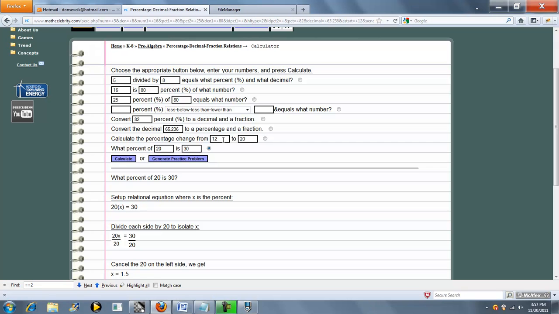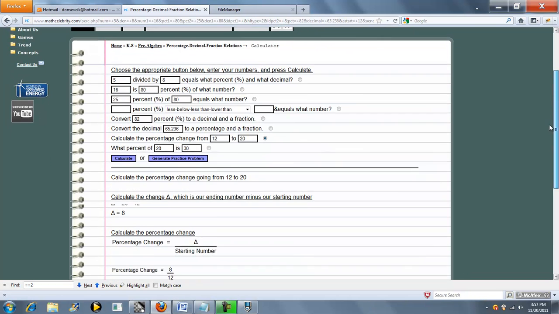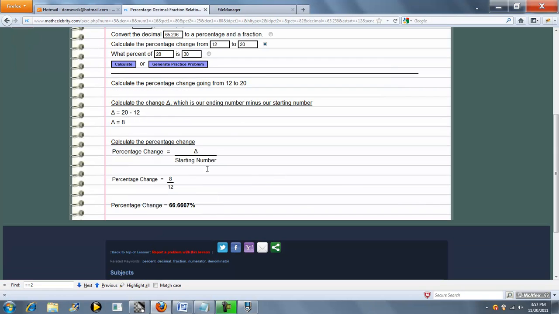Now, here's another one. Calculate the percentage change from 12 to 20. Press calculate. First it finds your delta value, and that's your ending value minus your start value, which is 8. And then to calculate the percentage change, it's your delta divided by your starting number, which in this case was 12. That's 8 over 12, and that's 66.67% change going from 12 to 20.